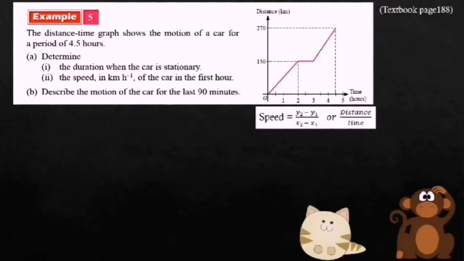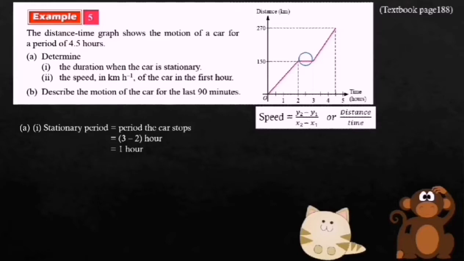Example 5. The distance time graph shows the motion of a car for a period of 4.5 hours. A. Determine the duration when the car is stationary. So in this part, the car is stationary. So what is the duration? Here, 3 minus 2. So stationary period equal to period of the car stops. 3 minus 2 equal to 1 hour.